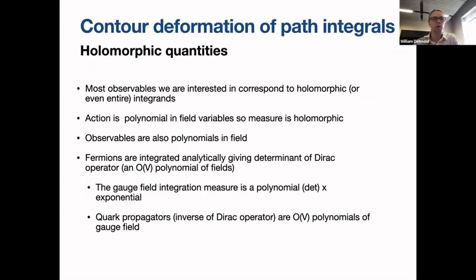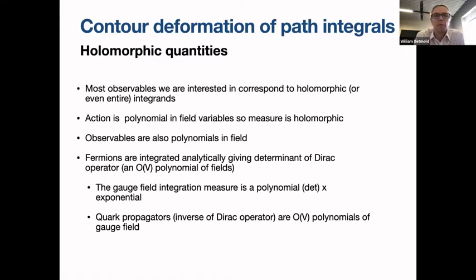Okay, so that means that we can think about using contour deformation when we have holomorphic integrands. So in fact, most observables that we're interested in, or at least that I'm interested in, correspond to holomorphic or even entire functions as their integrands. So the action is a polynomial in field variables. And so e to that is going to give us a measure that is holomorphic. And typically observables that we're interested in correspond to polynomials in the fields, right?